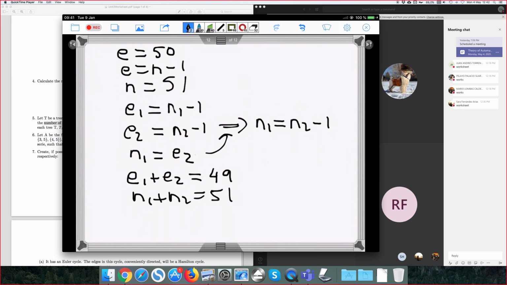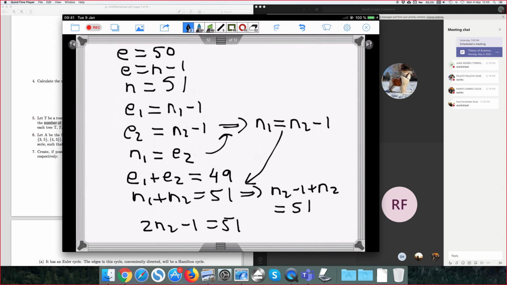Then I use this in this equation to obtain N2 minus 1 plus N2 is equal to 51. So this is 2 times N2 minus 1 is equal to 51. So N2 is equal to 26. Okay?